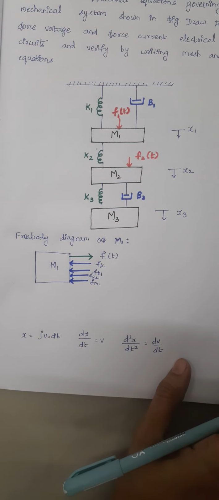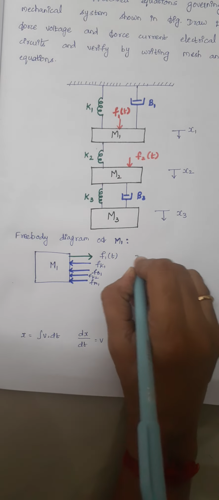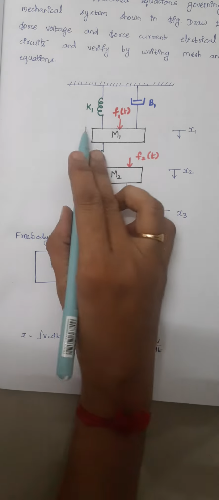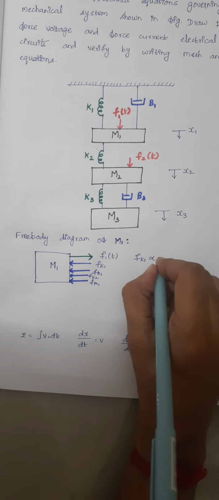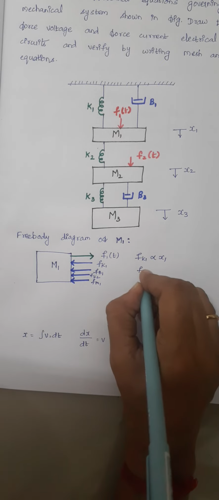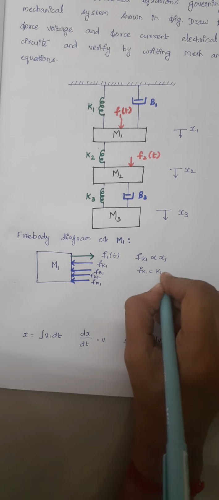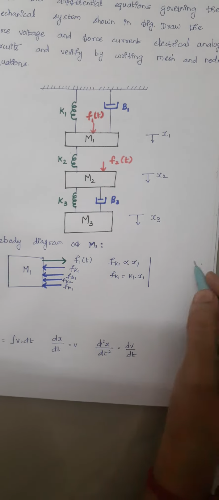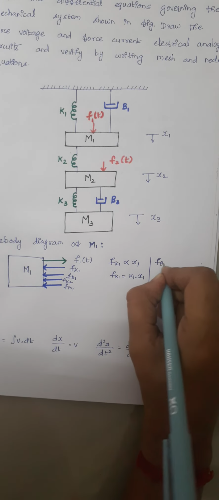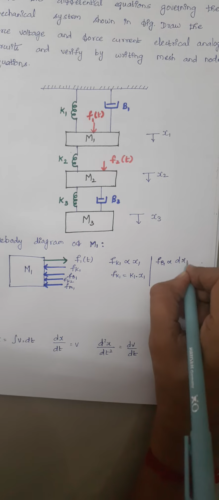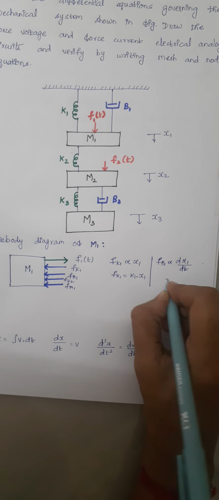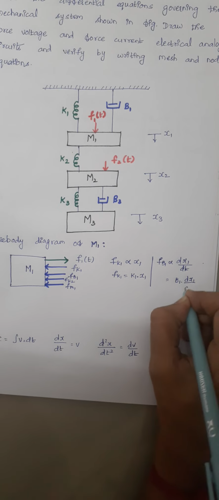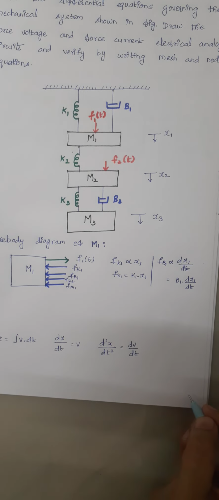Just write down the expression for each force. The first one is Fk1. Fk1 is directly proportional to the displacement, which is x1. So Fk1 is equal to k1 into x1. Right. And the next force is Fb1. Again Fb1 is directly proportional to dx1 by dt. When you include the proportionality constant, that becomes b1 into dx1 by dt.